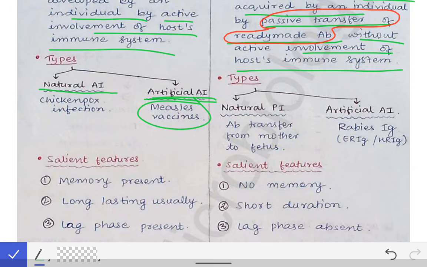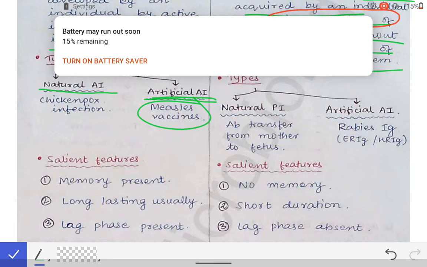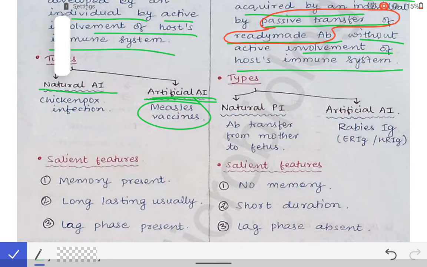So whenever in future the measles virus comes to infect that child, then his immune system will say, I know you, I have got the previous exposure of you in the form of vaccine. So that will protect the child from the measles infection in the future. So this is how the artificial active immunity acts, or this is how the vaccines act. Now come to the types of the passive immunity. So we have natural passive immunity and the artificial passive immunity.